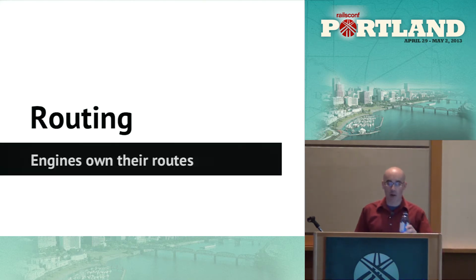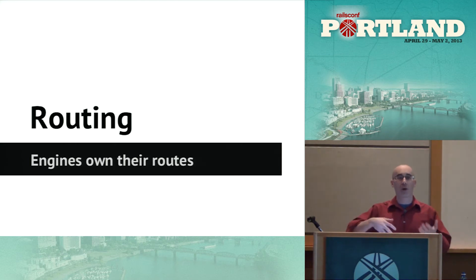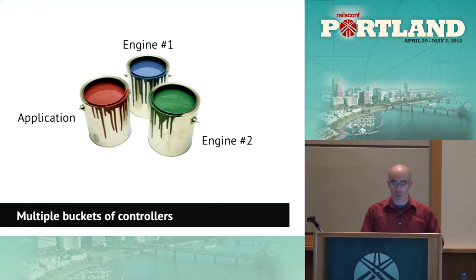Next up, let's talk about routing. Since engines have their own controllers, you might be wondering how your app's routes avoid conflicting with the engine's routes. You can very easily imagine a solution where you've got your app and then two or three other engines, each with their own routes. And Rails solves this conflict by essentially having the engine be its own bucket of controllers. So routes from one engine don't mix in with each other or the main application.